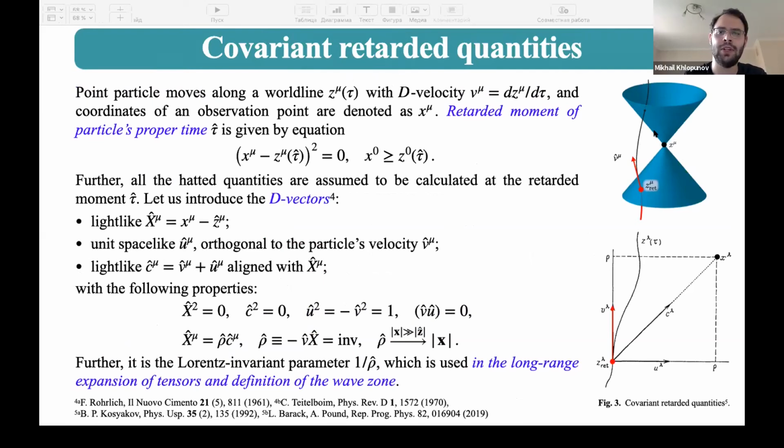Then the moment of the particle's proper time corresponding to the intersection point of the world line with the given light cone is called the retarded moment of proper time and is given by a simple equation. Further, all the hatted quantities will be assumed to be calculated at the retarded moment of proper time.